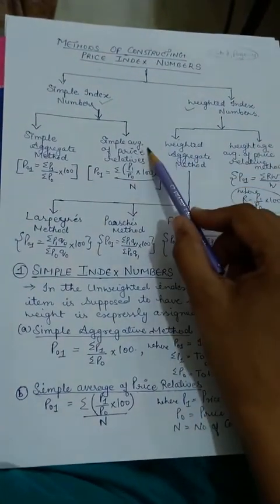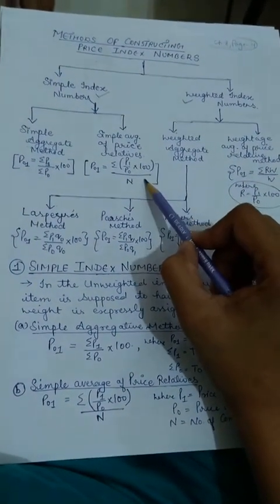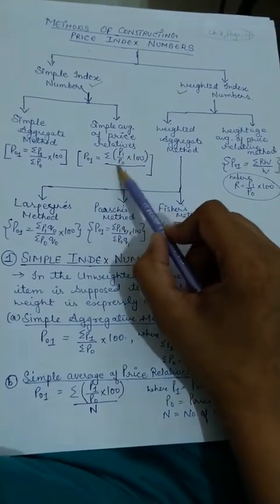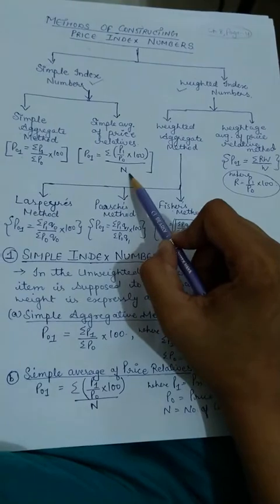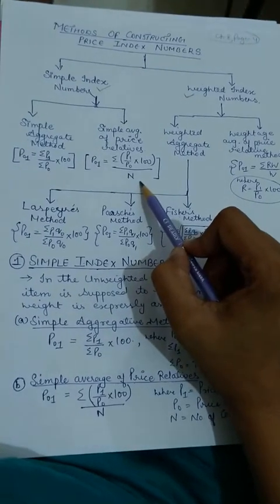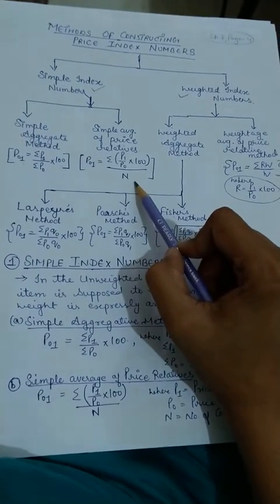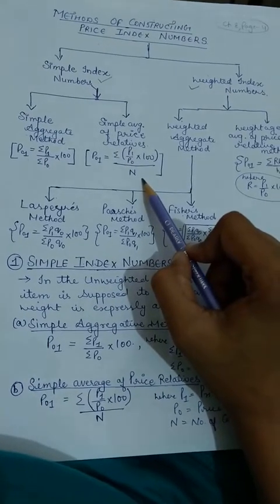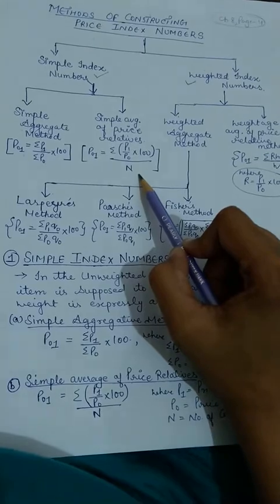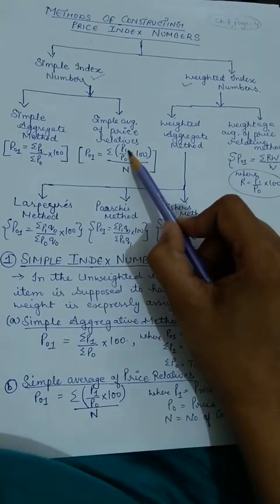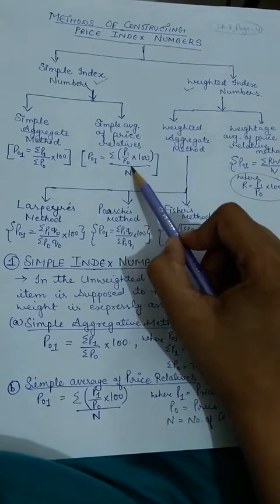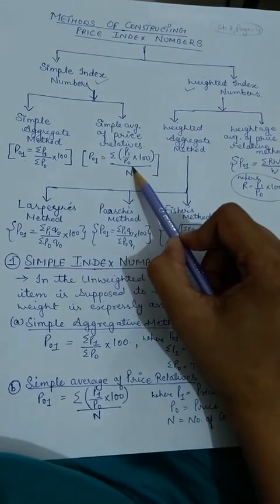This is your second method formula, that is P01 is equal to sigma of P1 upon P0 into 100 upon N. Here N is the number of commodities, number of things about which the data is given, and again P1 is the prices of current year, P0 are the prices of base year.